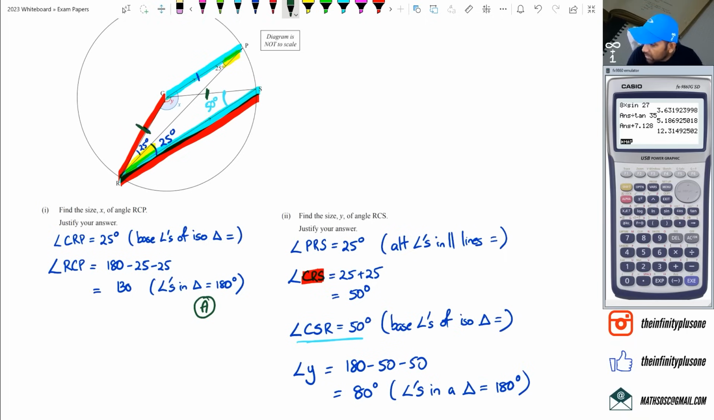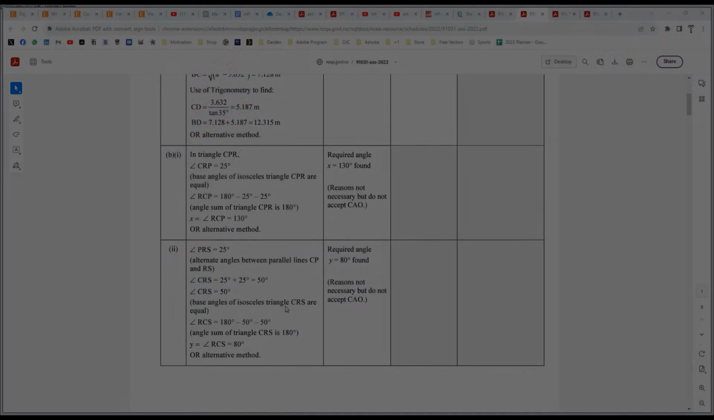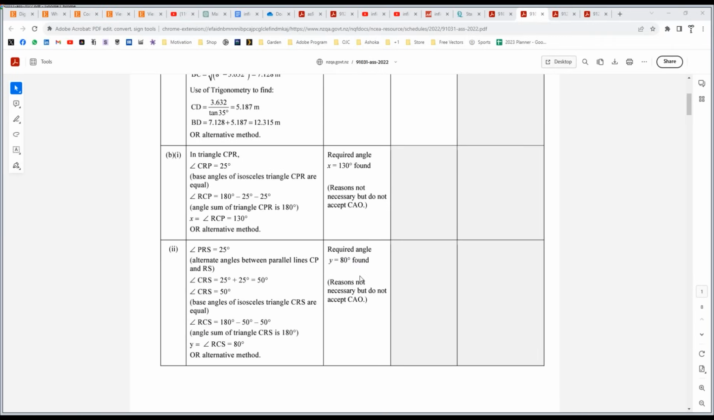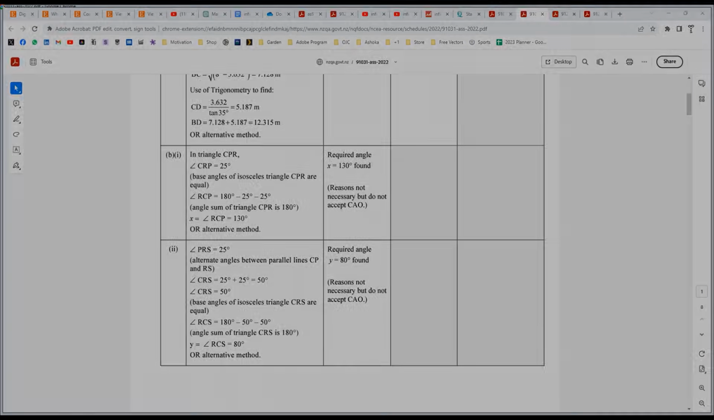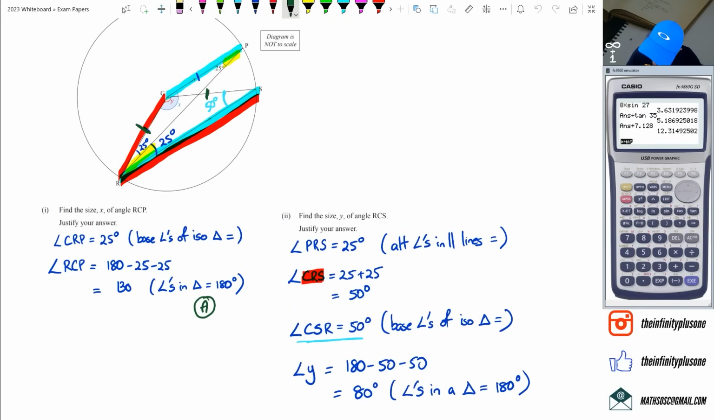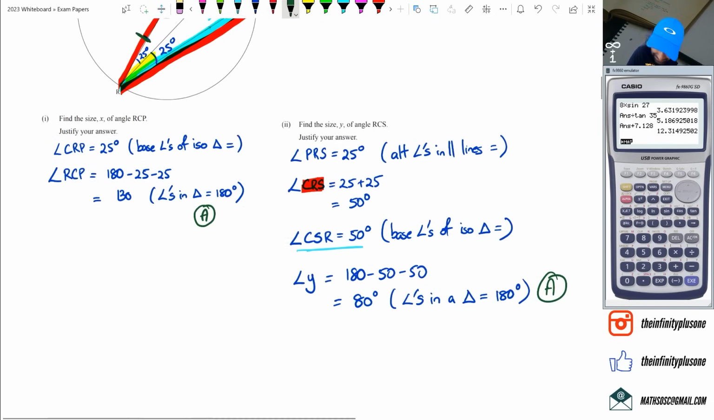Alright, so grades wise, what we're looking at is angle 80 found. Wow, this is only an achieved question. I kid you not, I thought it would be at least a merit, but no, this is just an achieved question right there. And once again, as long as you find that 80, reasons not necessary, but do not accept correct answer only. So you've got to get the 80 with some sort of working out to get that achieved grade.